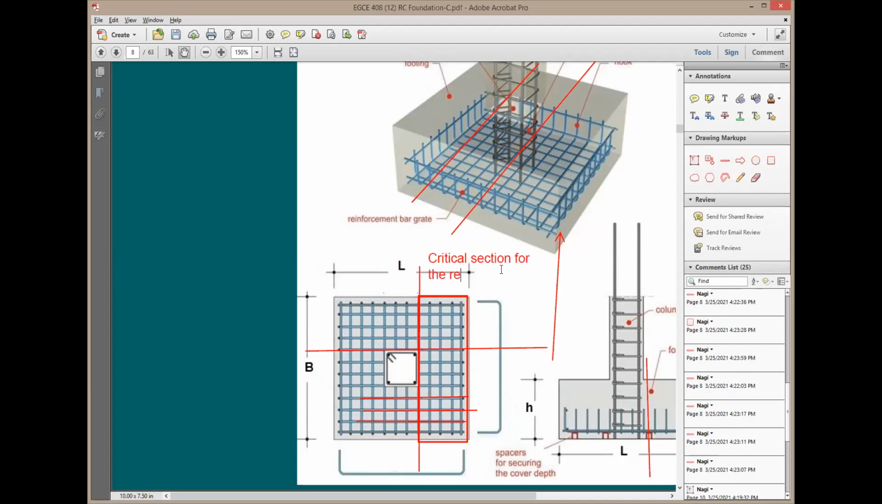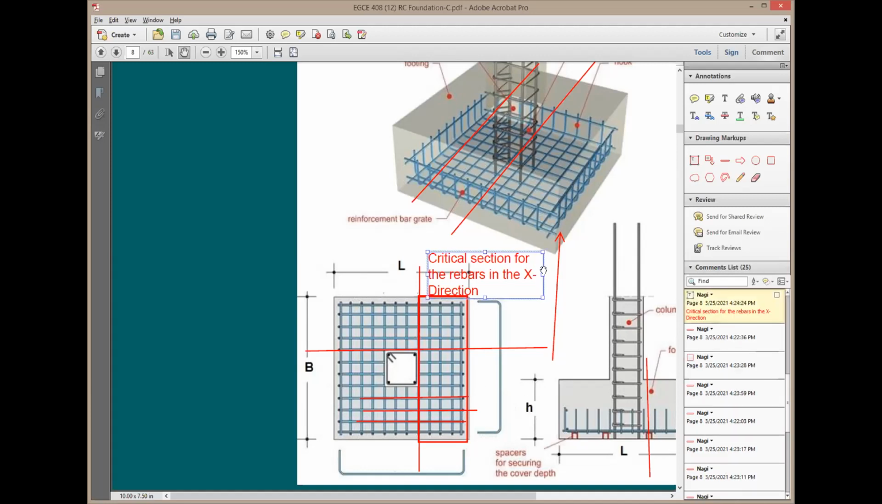The rebars in the X direction. Now, where are these rebars in the X direction? We're going to be saying this. All of these rebars are the rebars giving the X direction.